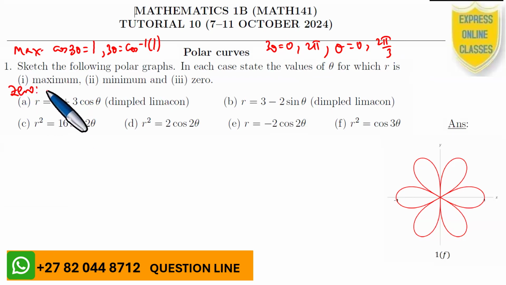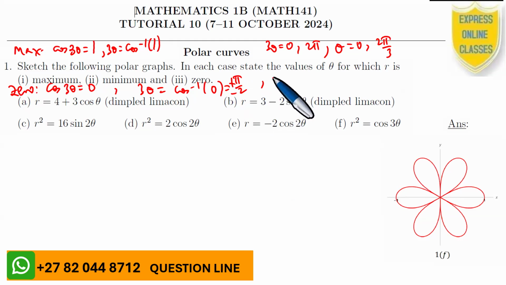But where do we have that this is 0? Cosine 3 theta equal to 0 would mean that 3 theta is arc cosine 0, and arc cosine 0 is plus or minus pi over 2. And therefore, theta is plus or minus pi over 6. Okay. So now we're going to take pi over 6 there. It's the smallest step we've got.